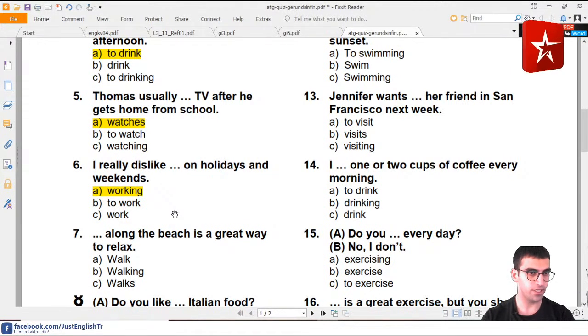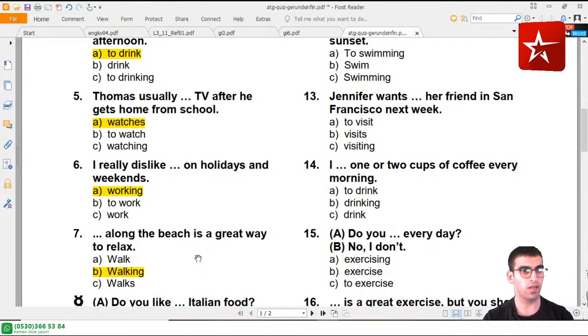Alright, I am waiting. Jaylani is here. Welcome, Jaylani. Yes, guys, the correct answer for number 7 is walking. Yes, gerund as a subject of the sentence. Walking along the beach is a great way to relax. Walking is the correct answer for number 7.